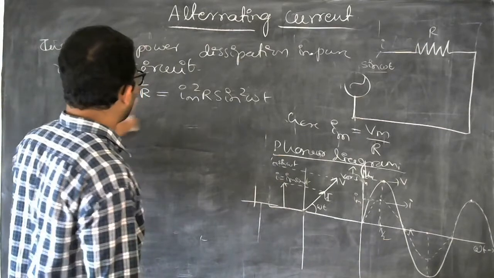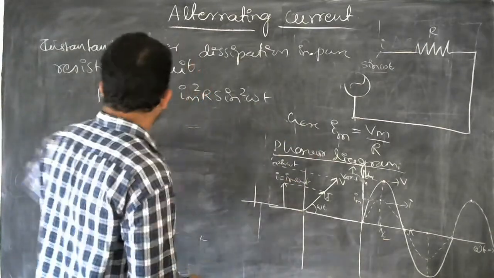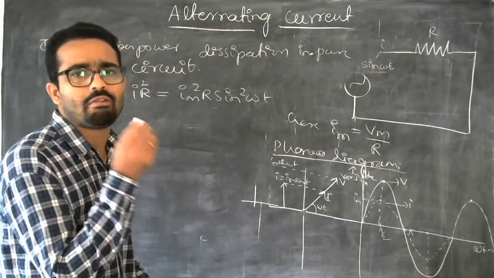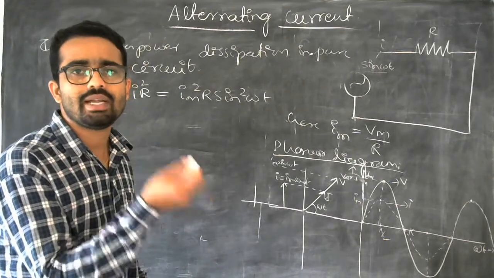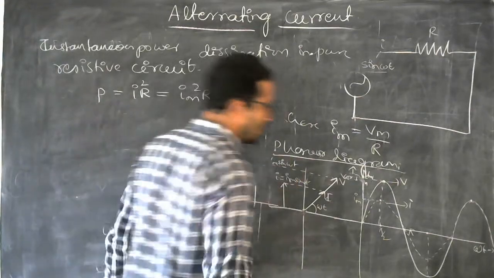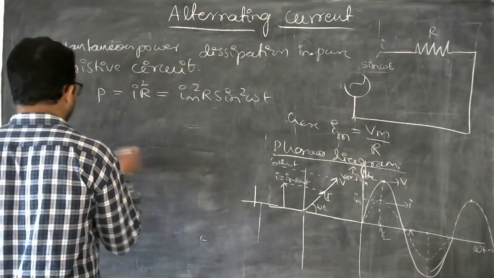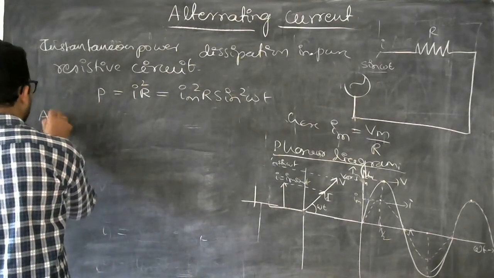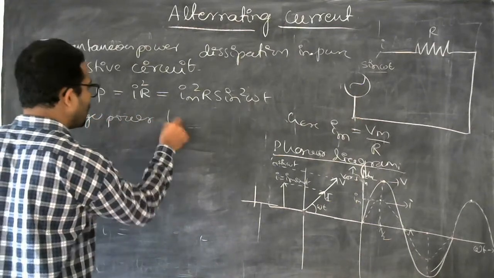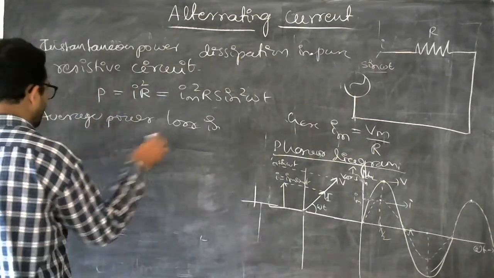So the power. Now, power dissipated over one complete cycle we have to find. Whatever we calculated here is the instantaneous power dissipated. For a very short interval of time, what is the power dissipated? That is P is equal to I square R, Im square R sin square omega t. So over this cycle, what is the power loss? Let's find it. Average power loss, how to find it?